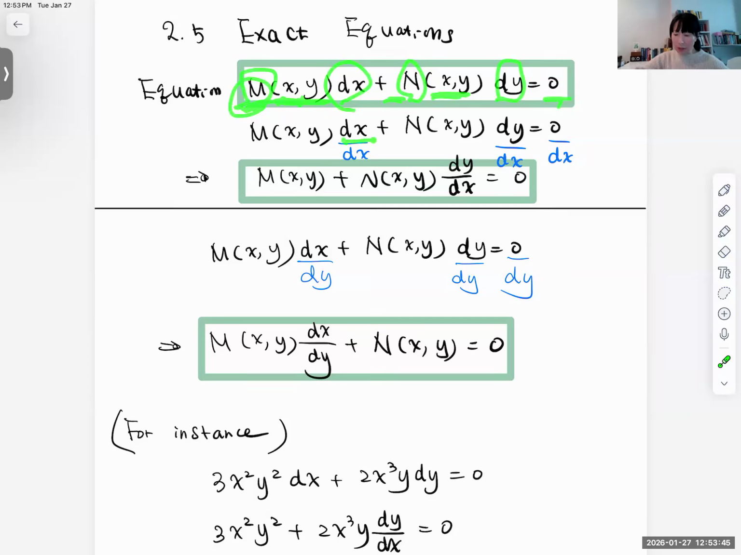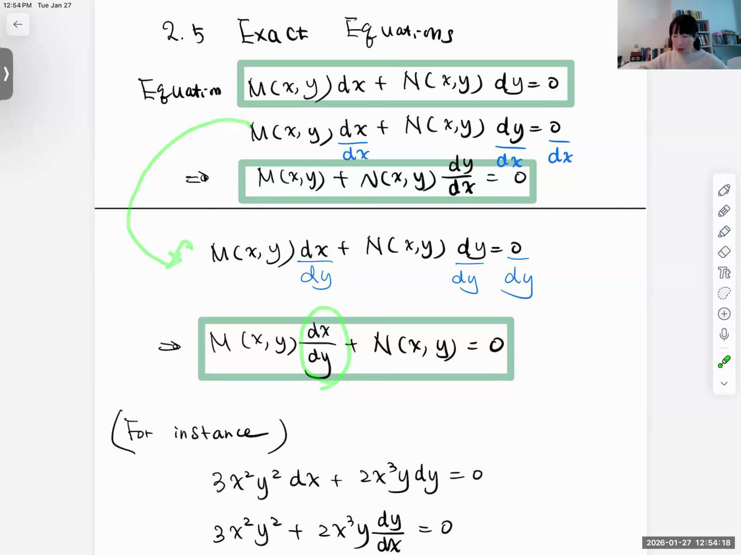Then, if we divide every term by dx, then we get dy over dx for this second term. Yeah, we can see that, right? Then from the original equation again, we want to divide by dy this time for every term. Then we get dx over dy.